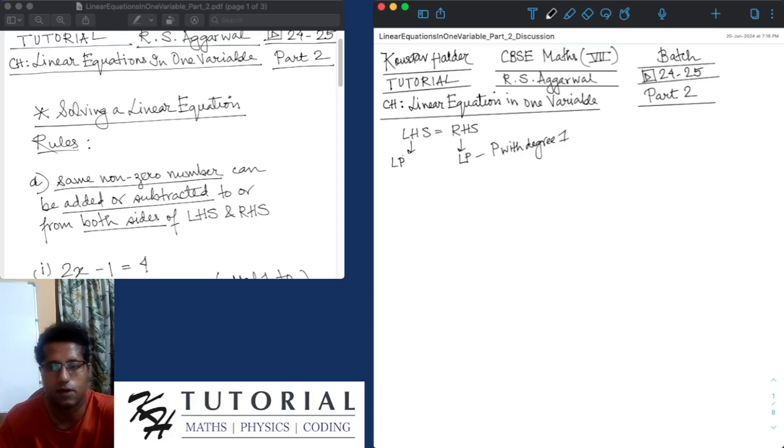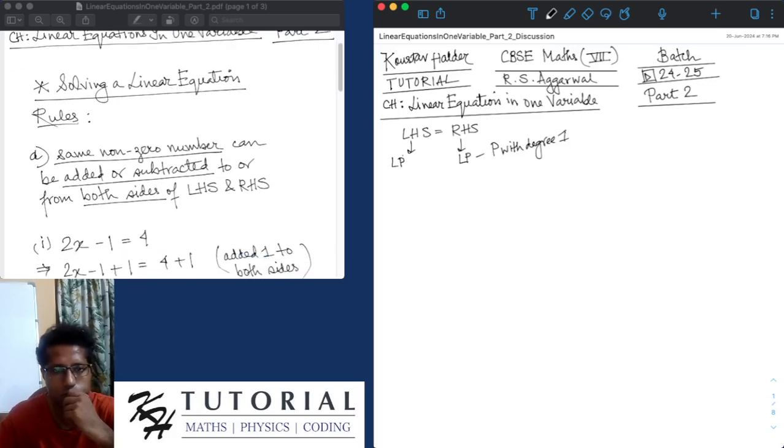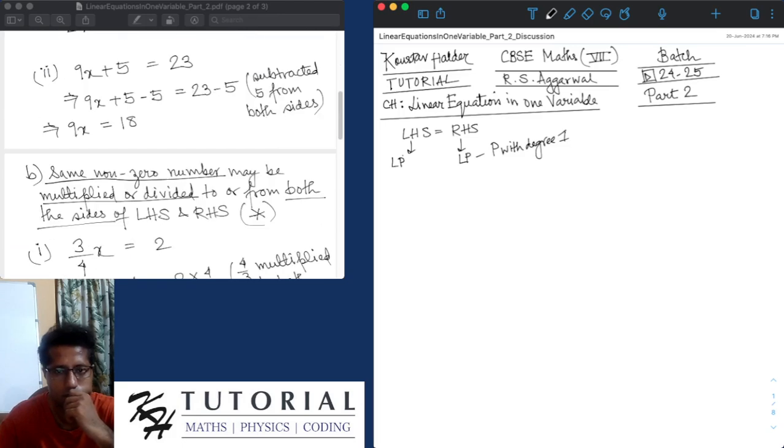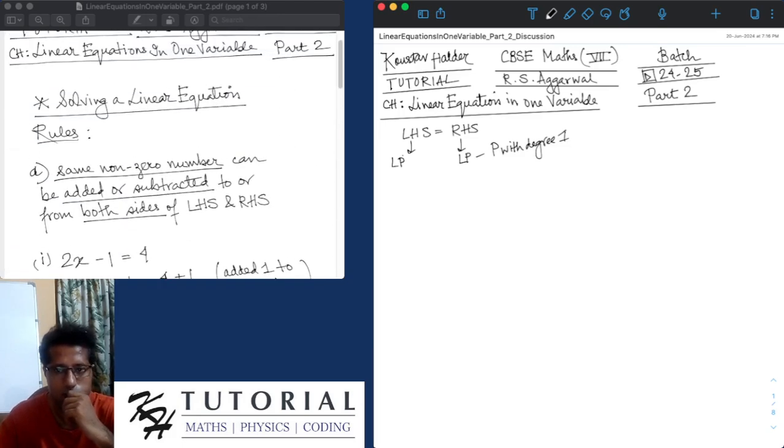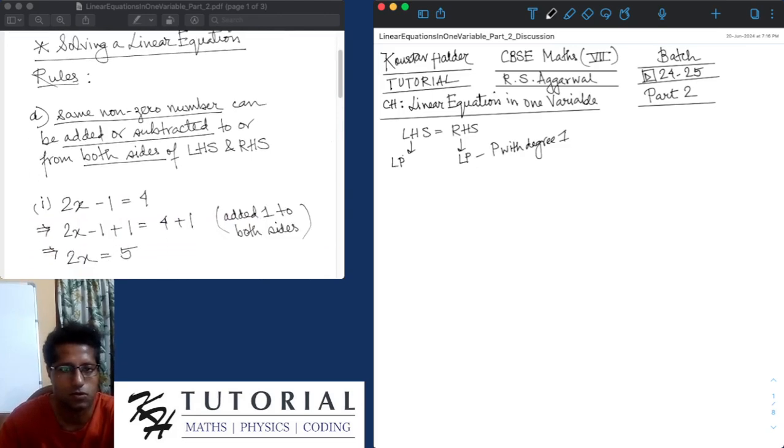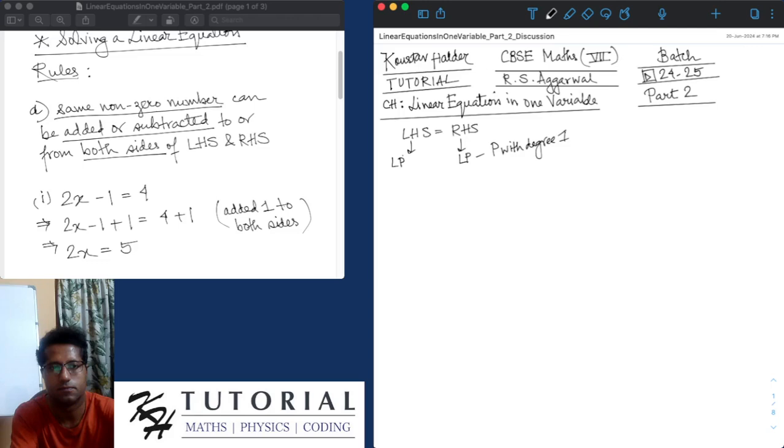Now let's try to understand how we solve a given linear equation. So there are some rules, and finally the transposition rules. So let's understand what the rules are. The rule says that you can add or subtract the same non-zero number to both sides, that is to both the LHS and RHS. That will not make any difference to the linear equation.